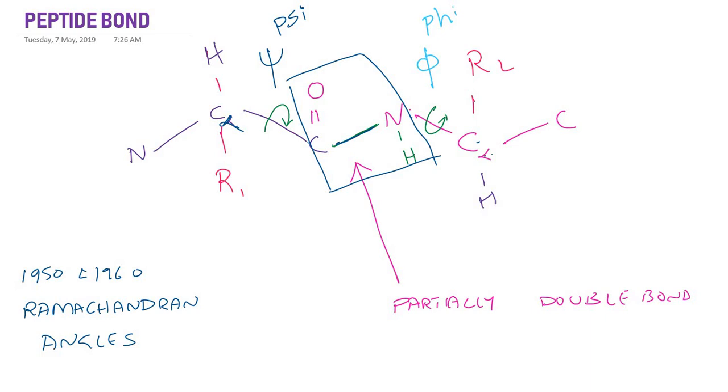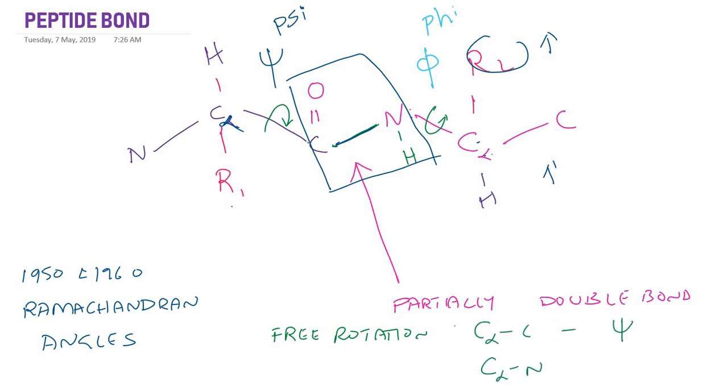Because of this rotation, these R groups can occupy either place. This R2 can be here or it can be here. So there is free rotation of the R group around the alpha carbon atom. However, whenever there is a bulky amino acid, the movement is restricted. But in this peptide bond, there is limited movement because of the partial double bond. There is free rotation between C alpha and C, and between C alpha and N. The psi angle of rotation is between C alpha and C, and the phi angle of rotation is between C alpha and N. So these are Ramachandran angles.